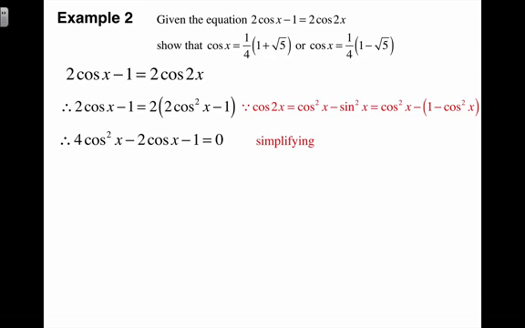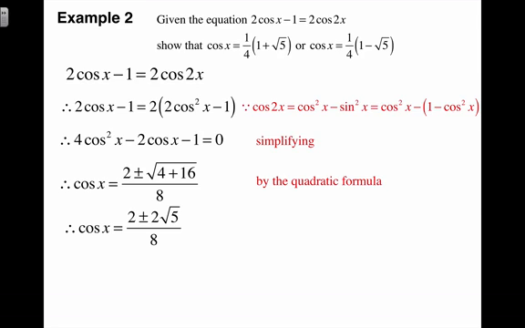Now, there's a bit of a hint in the question here that we've got cos x is equal to 1 quarter outside of 1 plus root 5, or 1 quarter outside of 1 minus root 5. That tells us that it's obviously not going to factorise easily because this is the quadratic equation in cosine. So we'll use the quadratic formula straight away. Plugging it straight in, we get 2 plus or minus the root of 4 plus 16, on 8. We already know what the answer should be, of course, which if we simplify the root and divide by 2, we get what we were required.